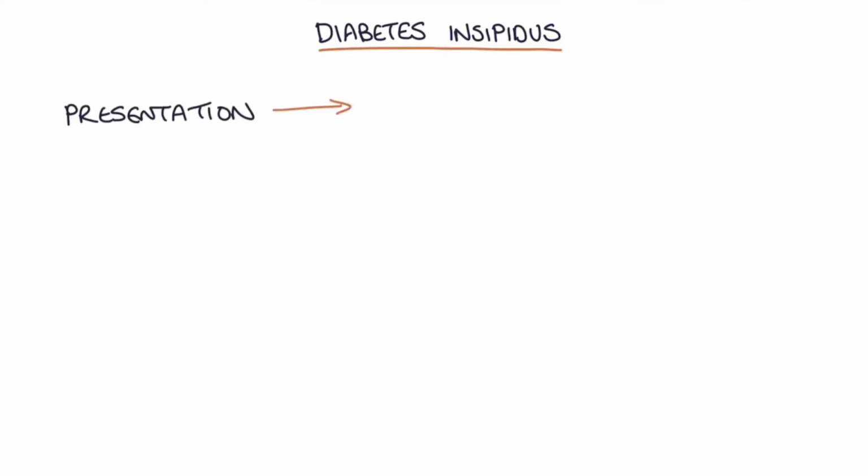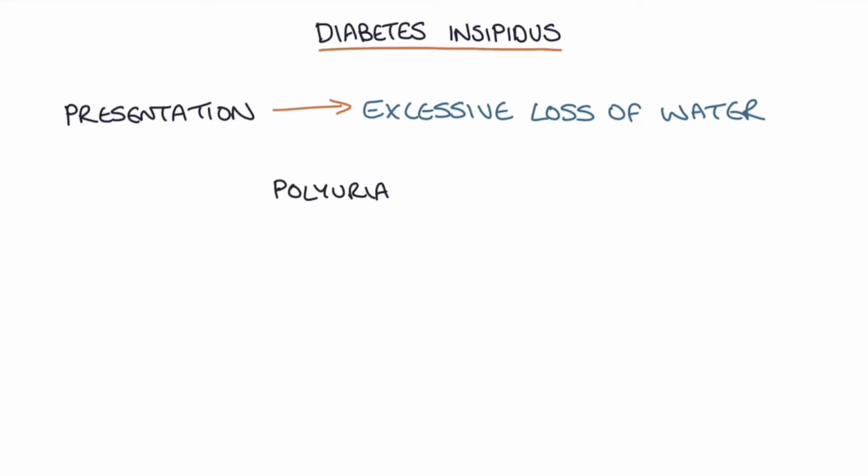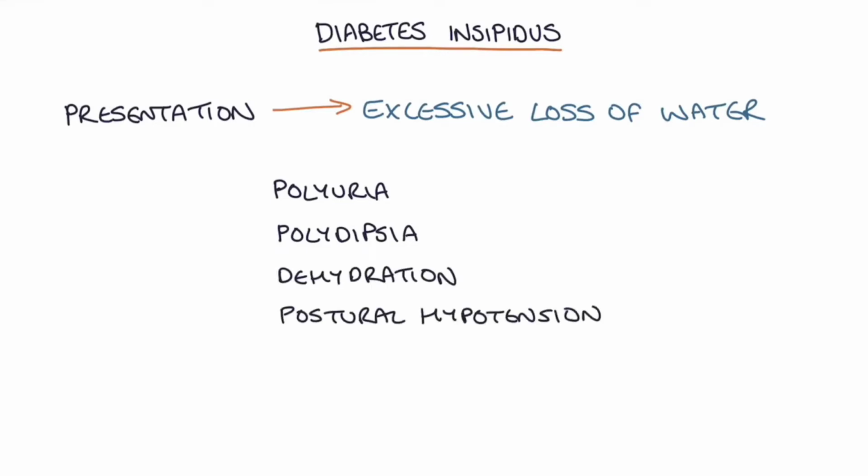The presentation is all linked to the excessive loss of water in the urine. So patients have polyuria, or excessive urine production, polydipsia, or excessive thirst, dehydration, and postural hypotension, so their blood pressure drops as they stand up. And if you check their blood tests, they'll also have hypernatremia, or high sodium concentration in the blood.